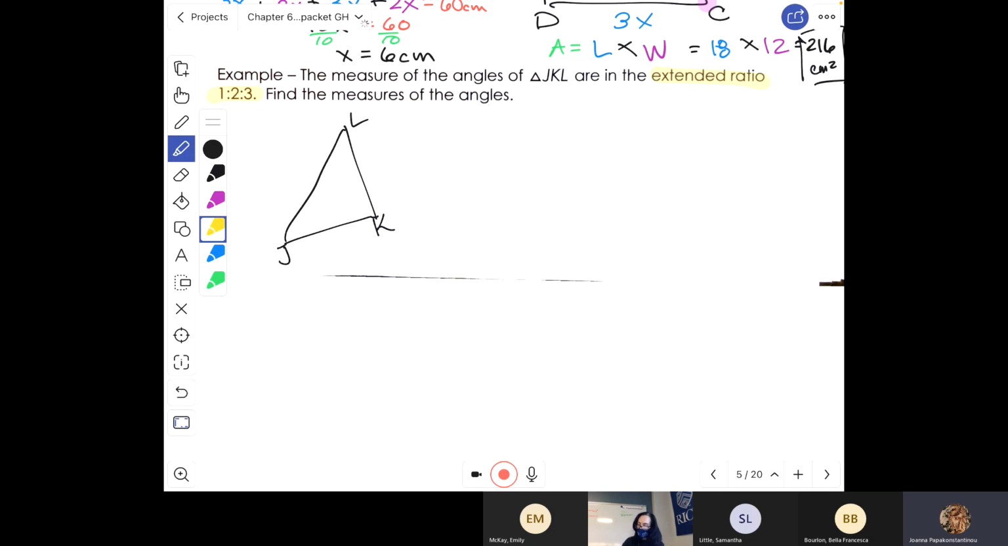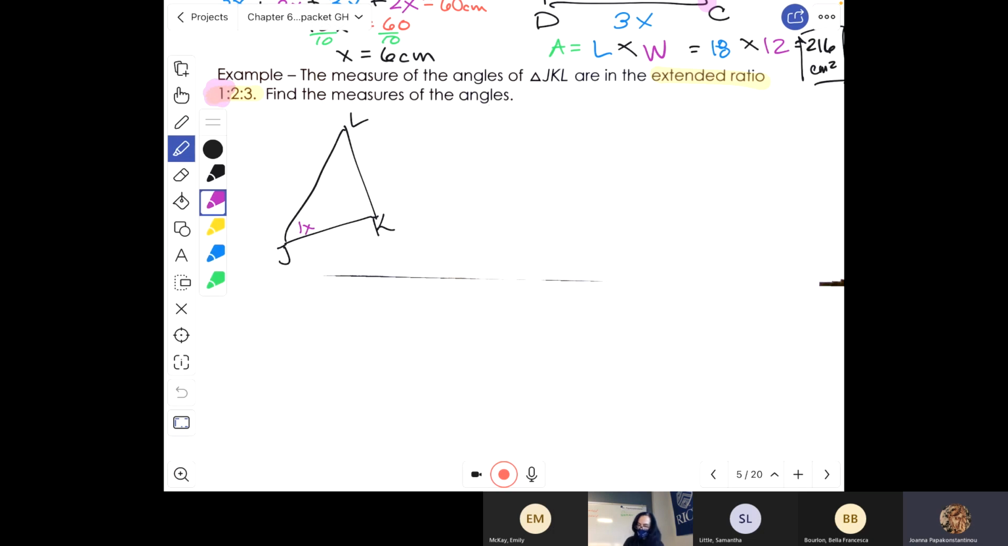So J is 1x. Let me go ahead and make this, I want to use a different color. I'm a little neurotic with my colors. My mother laughs at me.